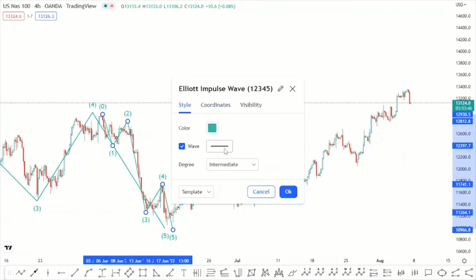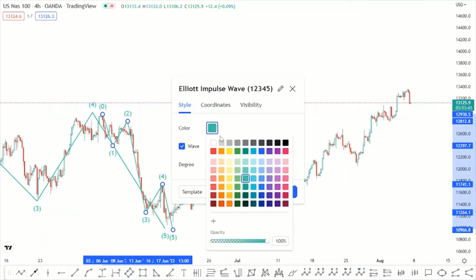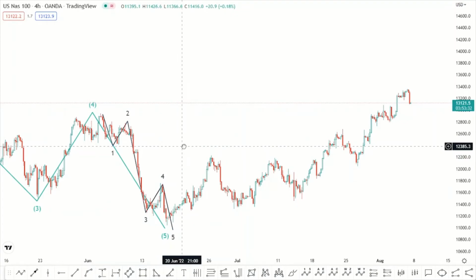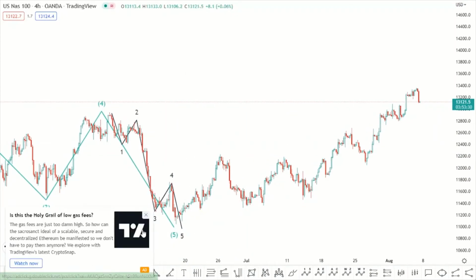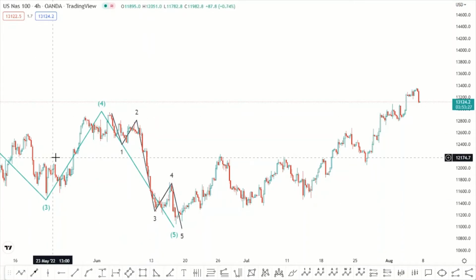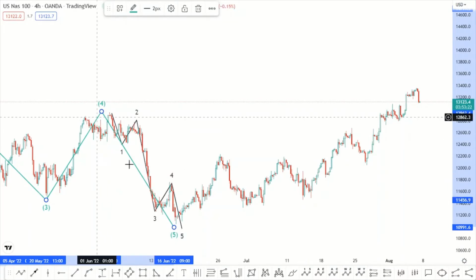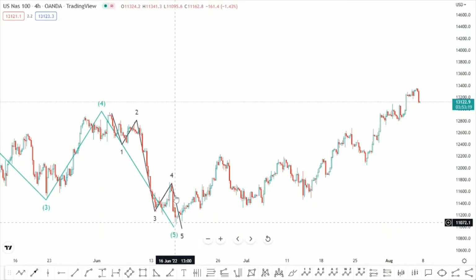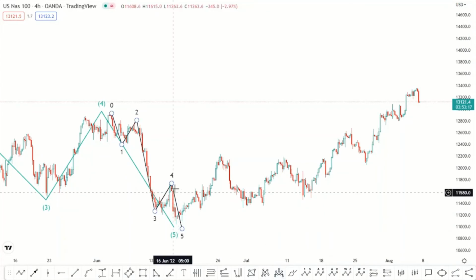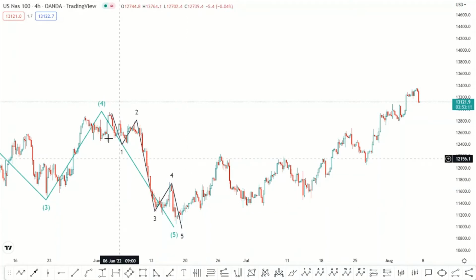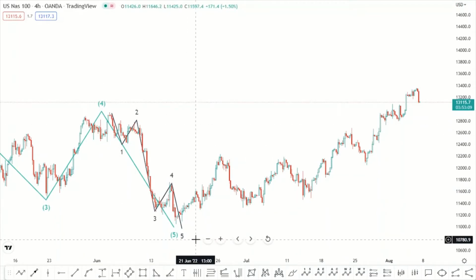So let me change the color maybe to black, a little black, and then change the degree to minor, because these are mono waves, right? They were actually here to signal the end of these waves in a bigger degree. So when we reach this 5, we couldn't make this ABC and then continue with these mono waves, because we were not intentionally making these mono waves. We were only making 5, completing these higher degree waves, right?